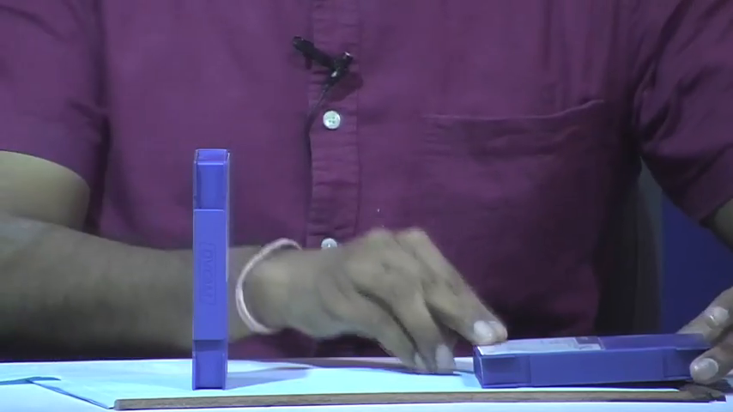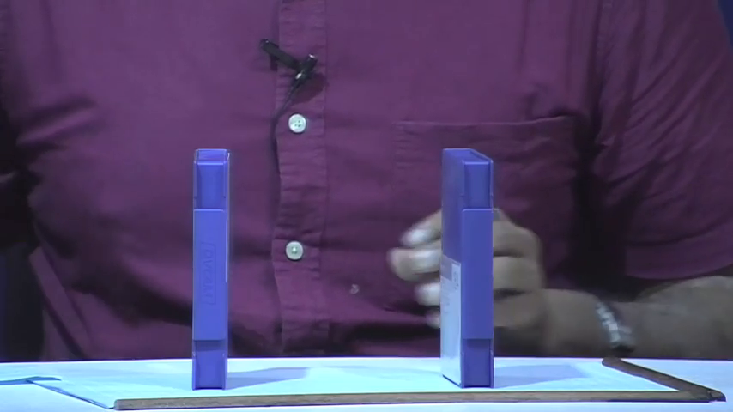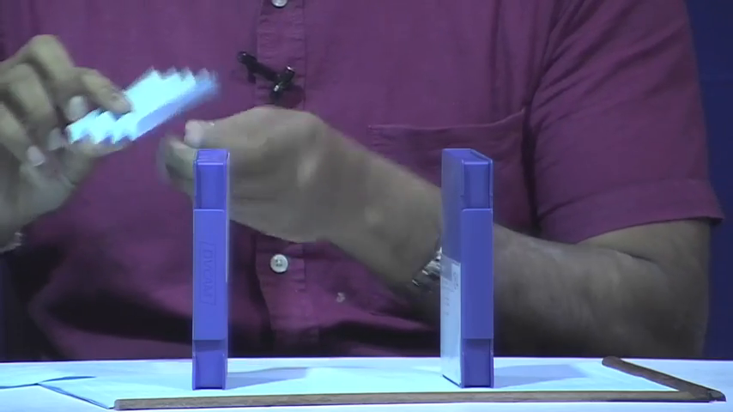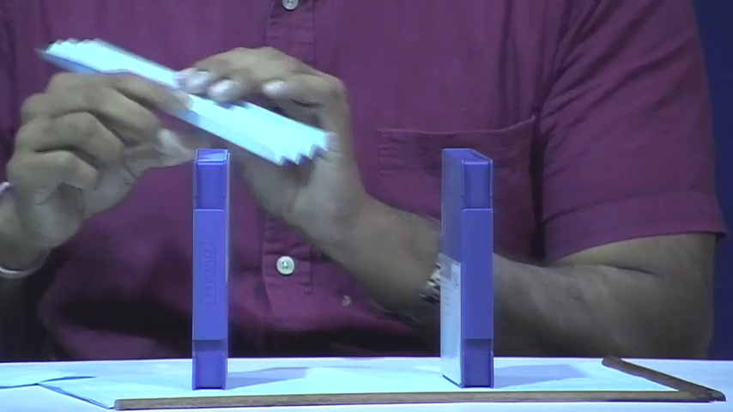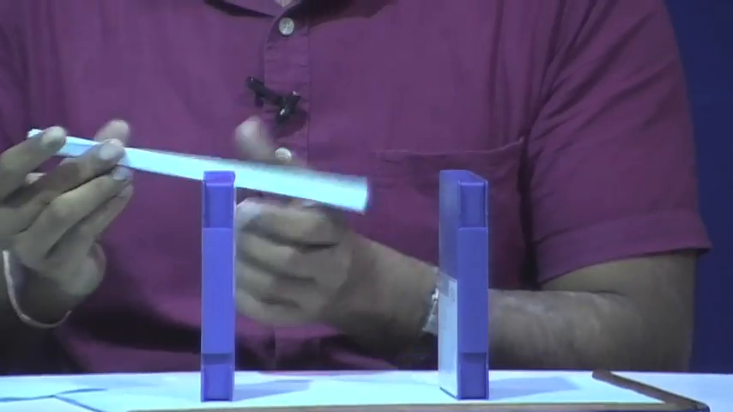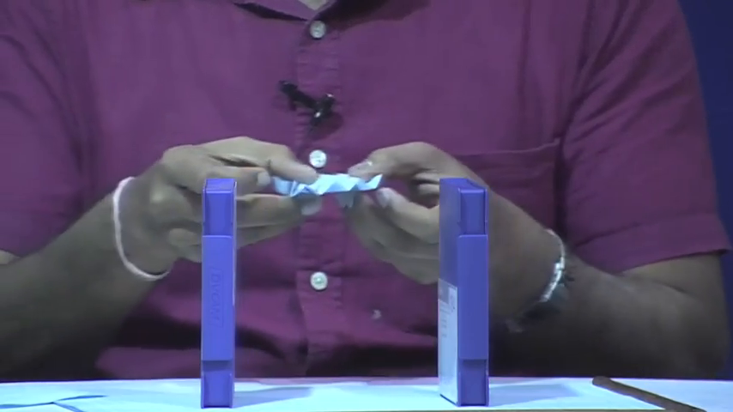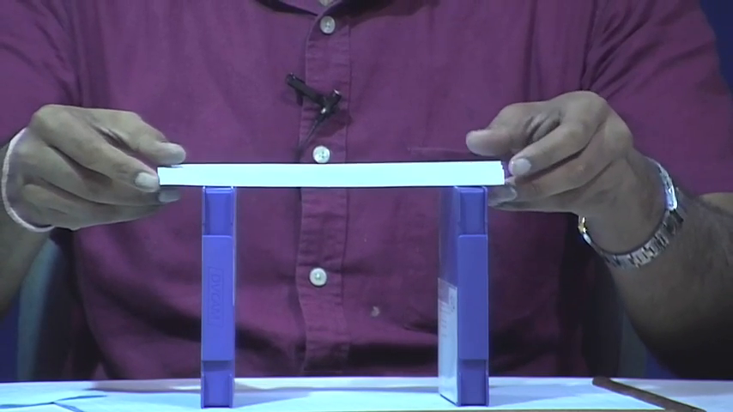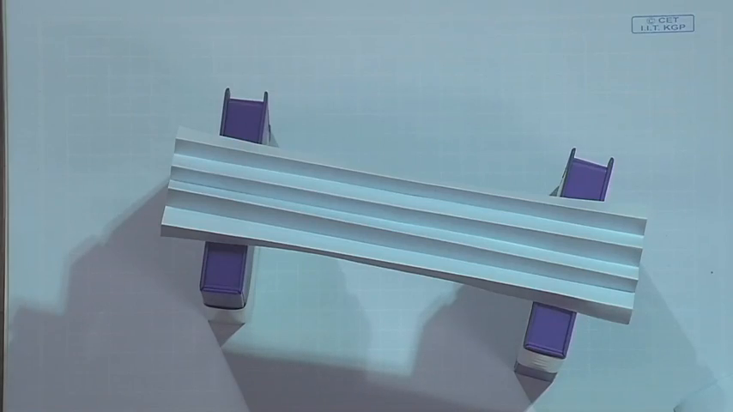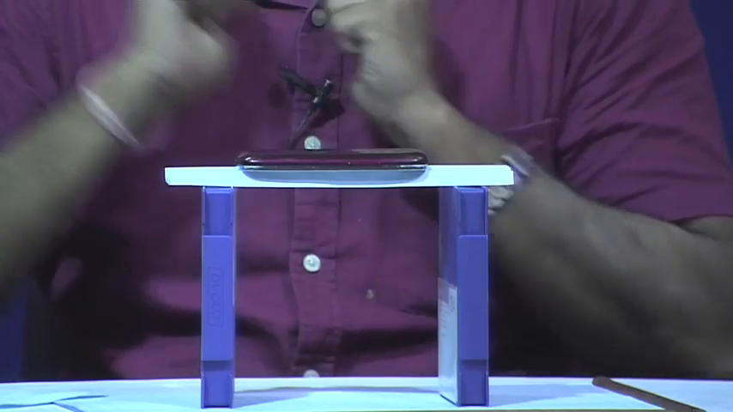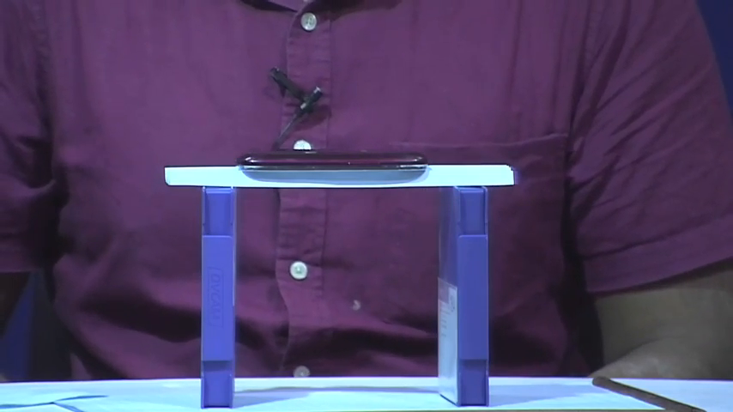Next, I take the same beam, but now it is folded like this. Same length, same dimension, but the only thing is it is folded like this. Keep it here, and then I keep my mobile on this. You see, it is perfectly stable, no problem at all.